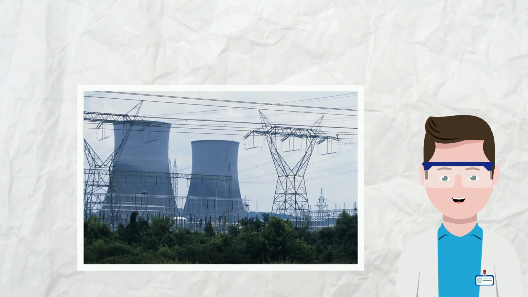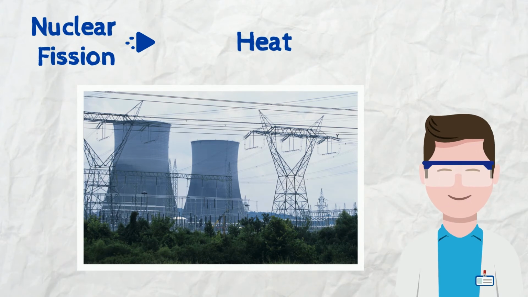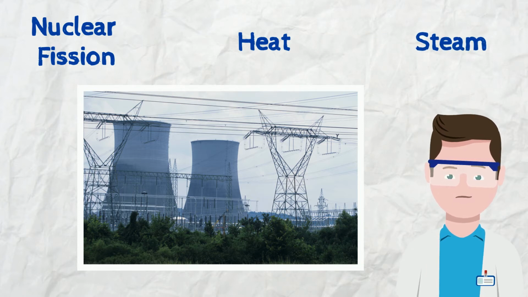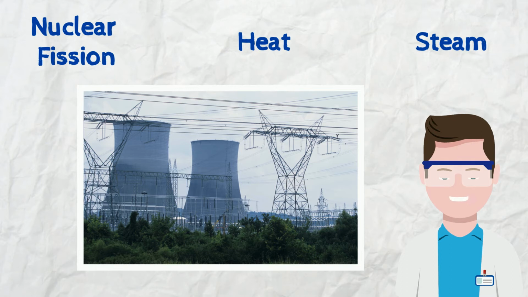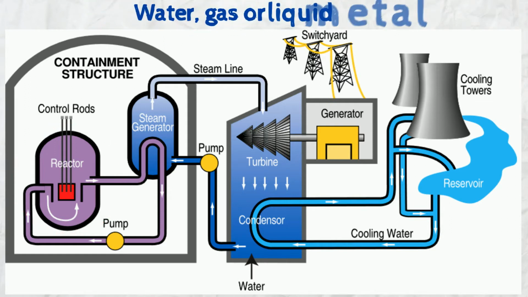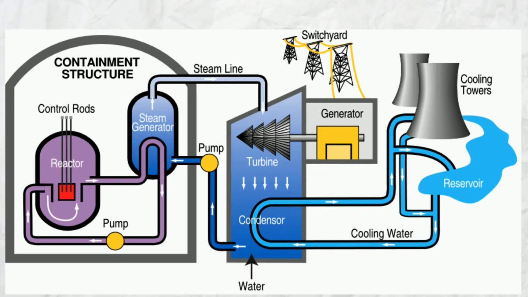Nuclear power plants use nuclear fission to generate heat. They use this heat to create steam from water, which, in turn, powers electrical generators. The fission takes place in the reactor that heats the reactor coolant. The coolant may be water or gas, or even liquid metal, depending on the type of reactor. The reactor coolant then goes to a steam generator and heats water to produce steam.